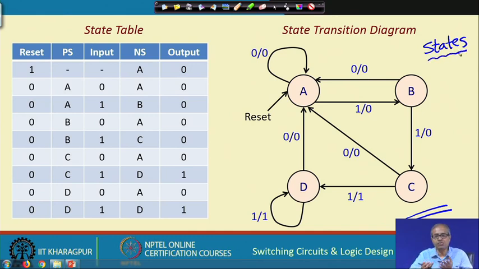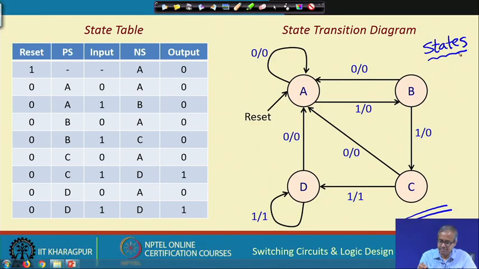Now, how many states will be there for a given problem? That you will have to figure out. The designer has to figure out how many states are required. In this problem, as you will see, four states are sufficient. Okay? These are A, B, C, D. And I am saying that state A is the starting state. So, when you start the system, it begins with state A. There can be a reset input. So, whenever you reset the system, it will initialize itself into state A.